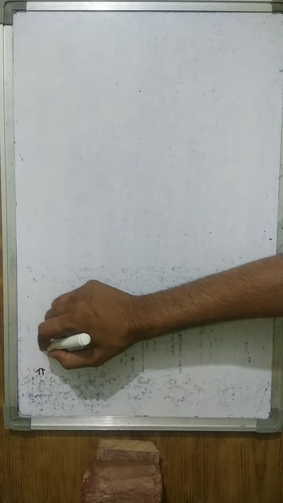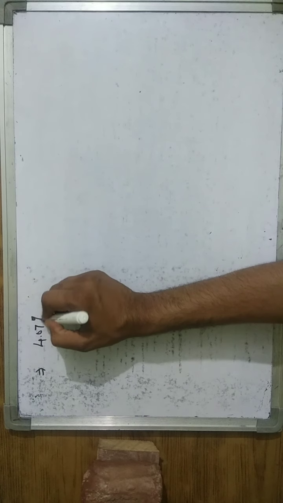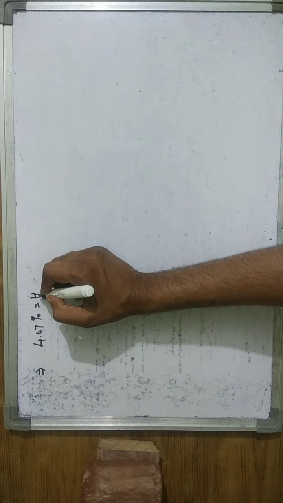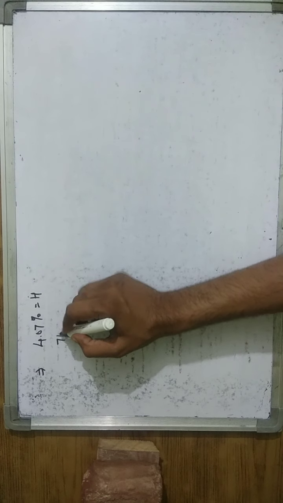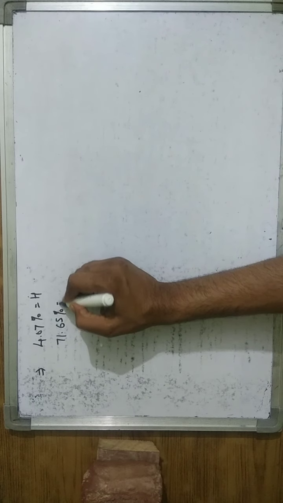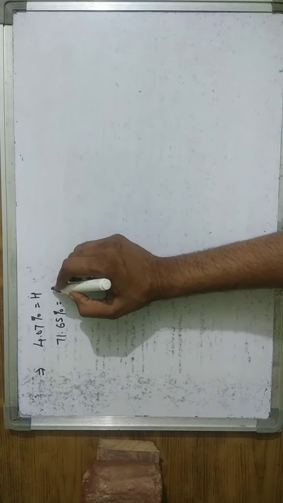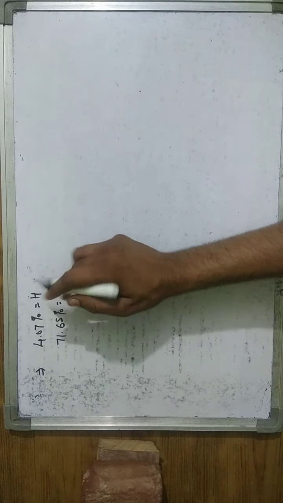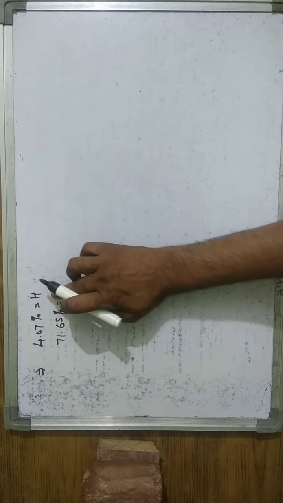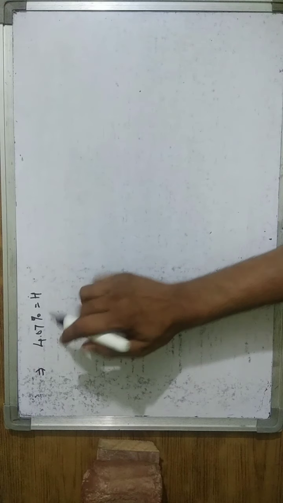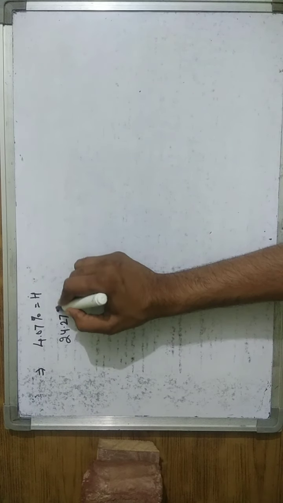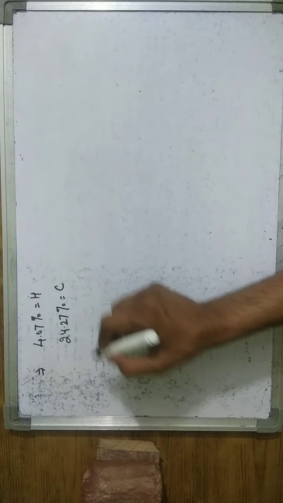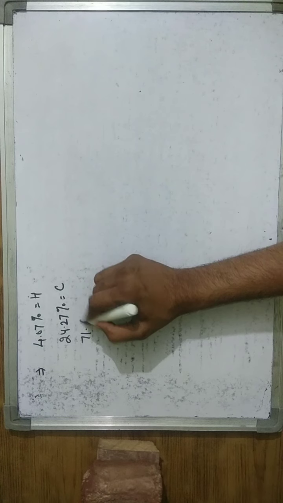Now see the numerical problem. I give some data. In a compound, 4.07% of hydrogen is present, 24.27% of carbon is present, and 71.65% of chlorine is present.